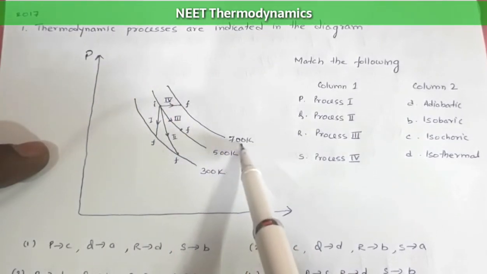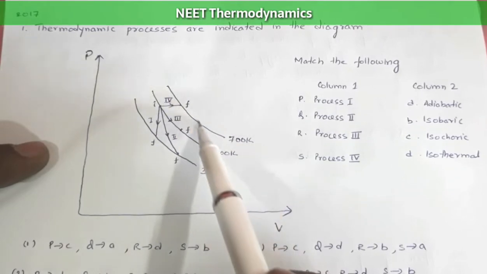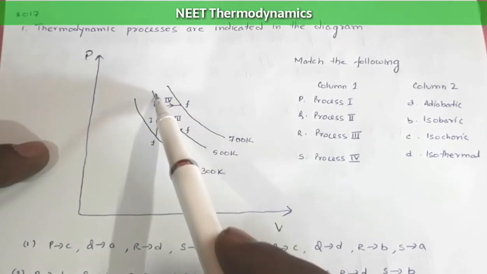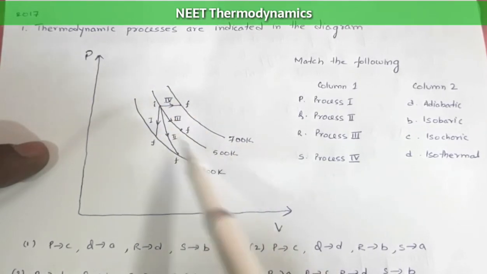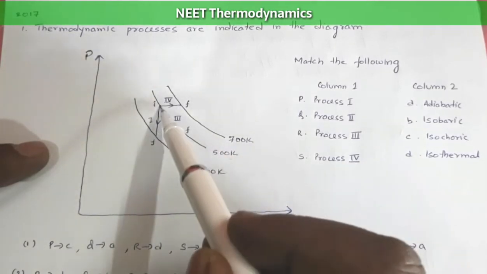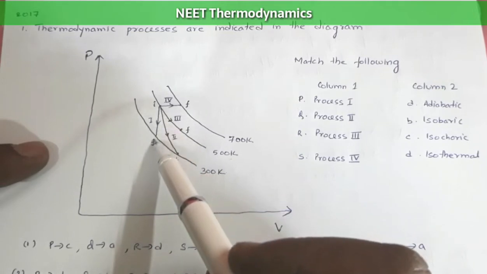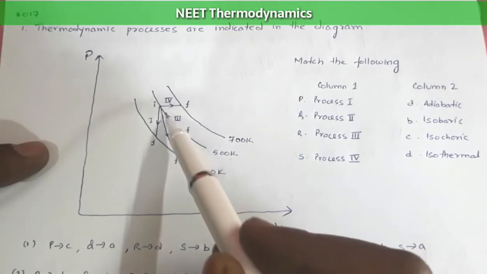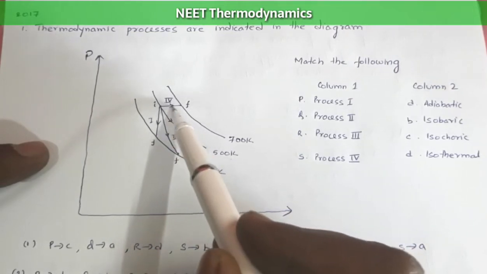For this the temperature is 700 Kelvin. For this line the temperature is constant and it is 700 Kelvin. For this it is 500 Kelvin. For this one it is 300 Kelvin. Now there are several processes. This is process 1, this is process 2, this is process 3 and this is process 4.